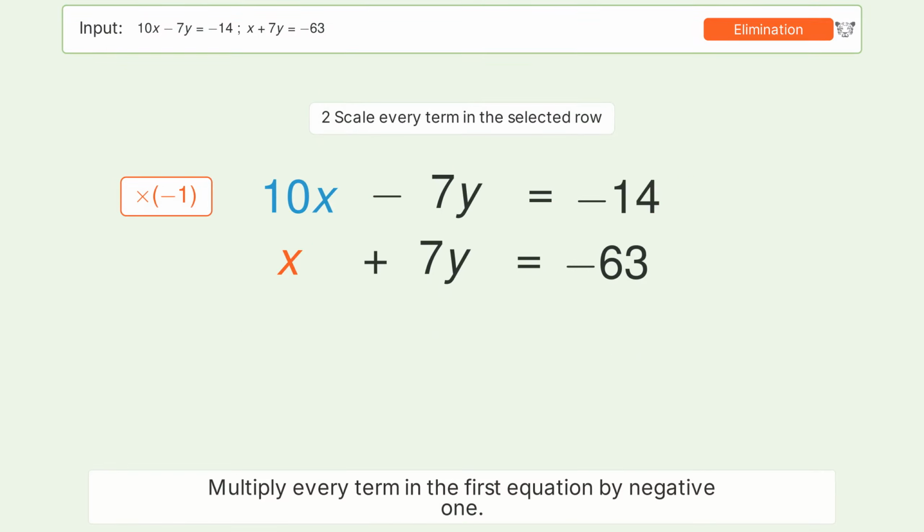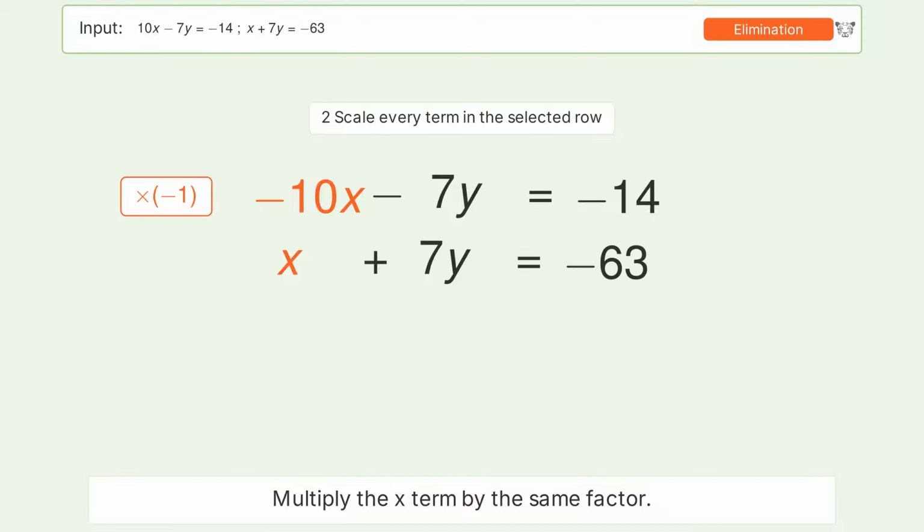Multiply every term in the first equation by -1. Multiply the x term by the same factor. Now multiply the y term by that factor. Finally, multiply the right side too.